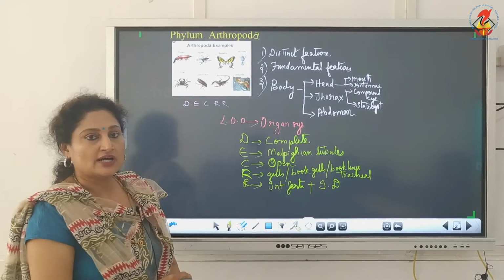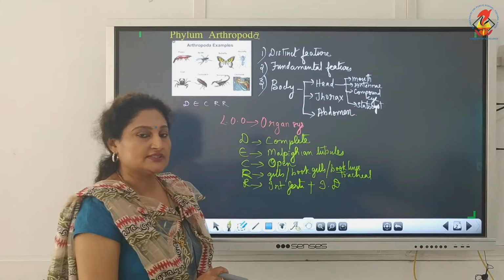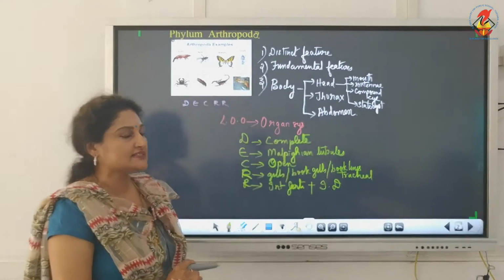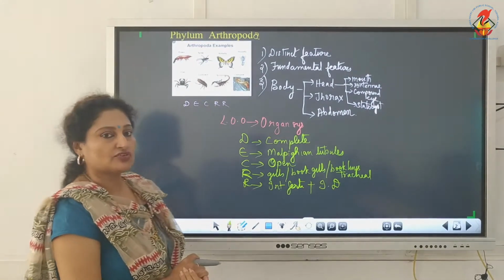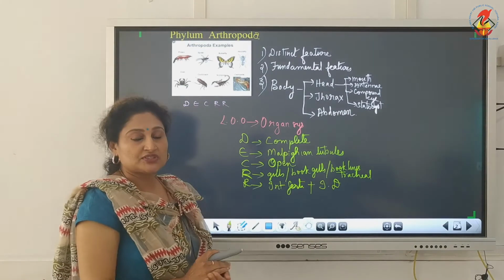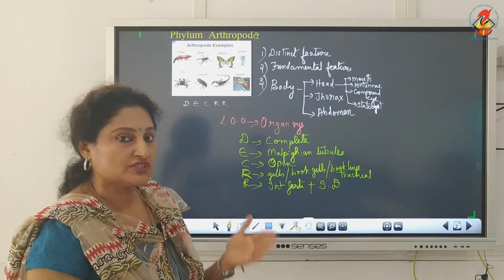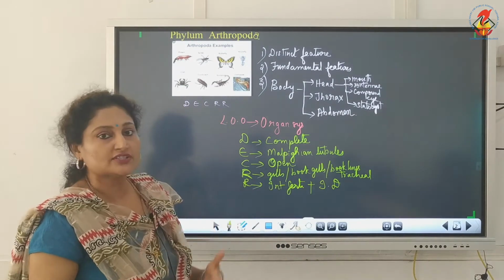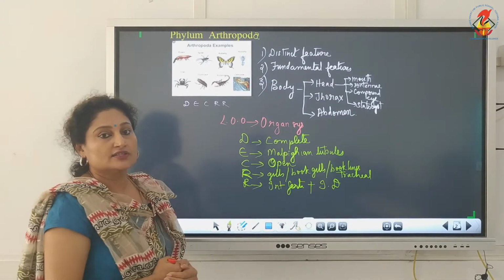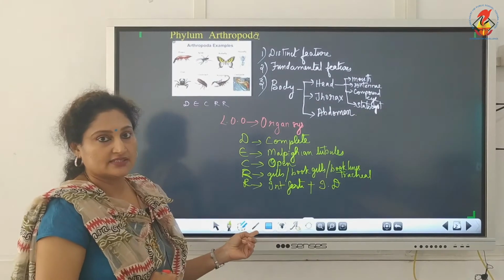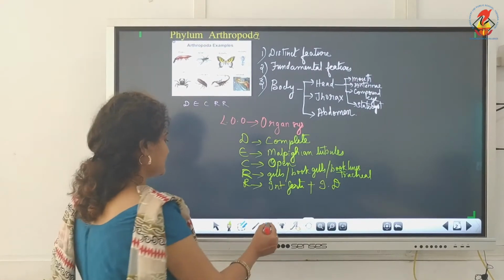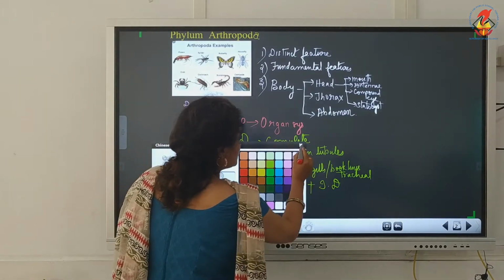Then they show the highest level of organization, called the organ system level, and so we are analyzing the different systems. The digestive system is complete with two openings, mouth and the anus. Then the excretory system is the Malpighian tubule. The circulatory system is open. Respiration has different options: gills, book gills, book lungs, or the tracheal system. In most of the forms it is the trachea. And lastly, the fertilization is internal. But though the fertilization is internal, the development is indirect. And last of all, they are unisexual forms.